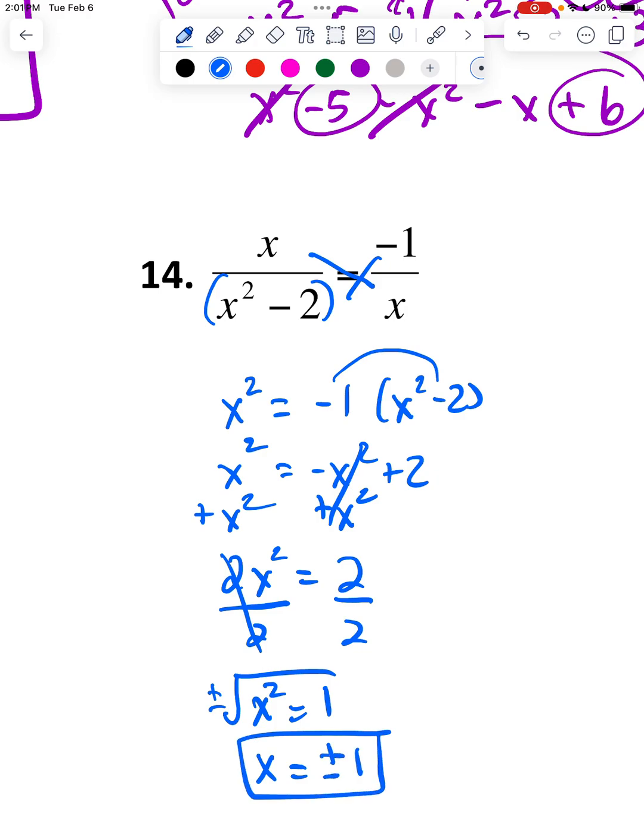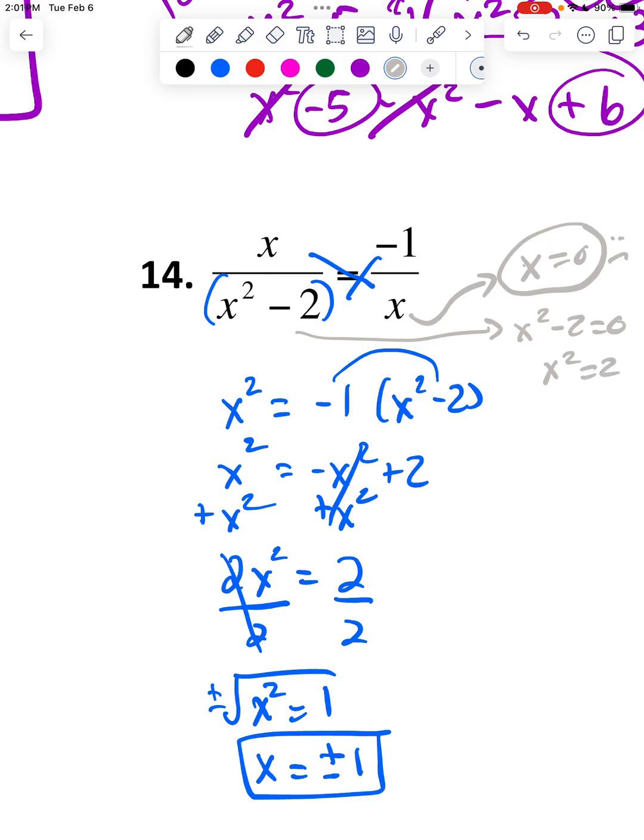Let me go back to the top and see. Here, if x is 0, it'll make the bottom 0, so I can't use that. And here, this one will only be 0 if x squared is 2. So x would be plus or minus root 2. So I didn't get either of those answers. So I get plus or minus 1 as my answers, and those are legit.